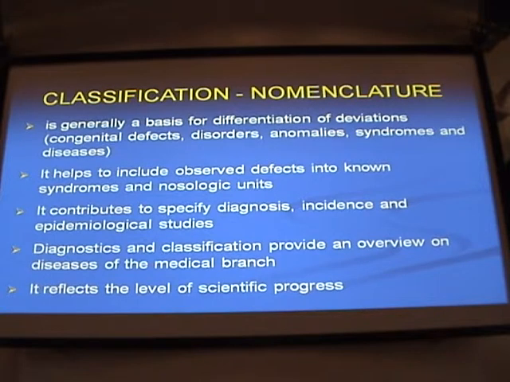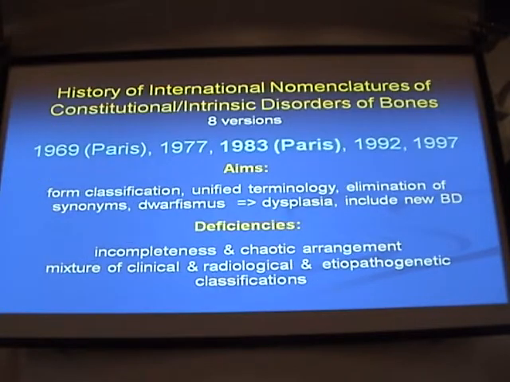Classification is generally a basis for differentiation of deviations. It helps to include observed defects into syndromes and nosologic units. It contributes to specify diagnosis, incidence, and epidemiological studies. Diagnostics and classification provide an overview on diseases of the medical branch. It reflects the level of scientific progress.